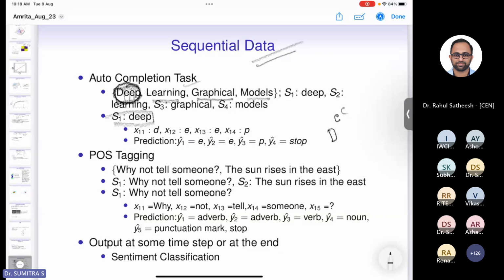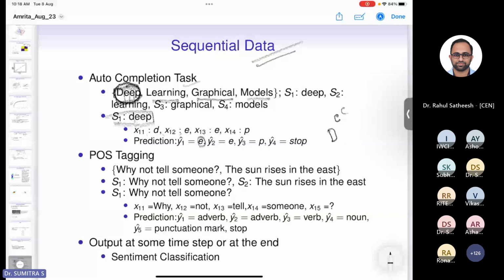Our task is to develop an auto completion task. So what we do is we will divide as into this one. I am calling this sequence number one, and I'm calling the D as X11, E as X12, X13, X14. And what is that? When I type D, it has to give the prediction corresponding to this, which is E.